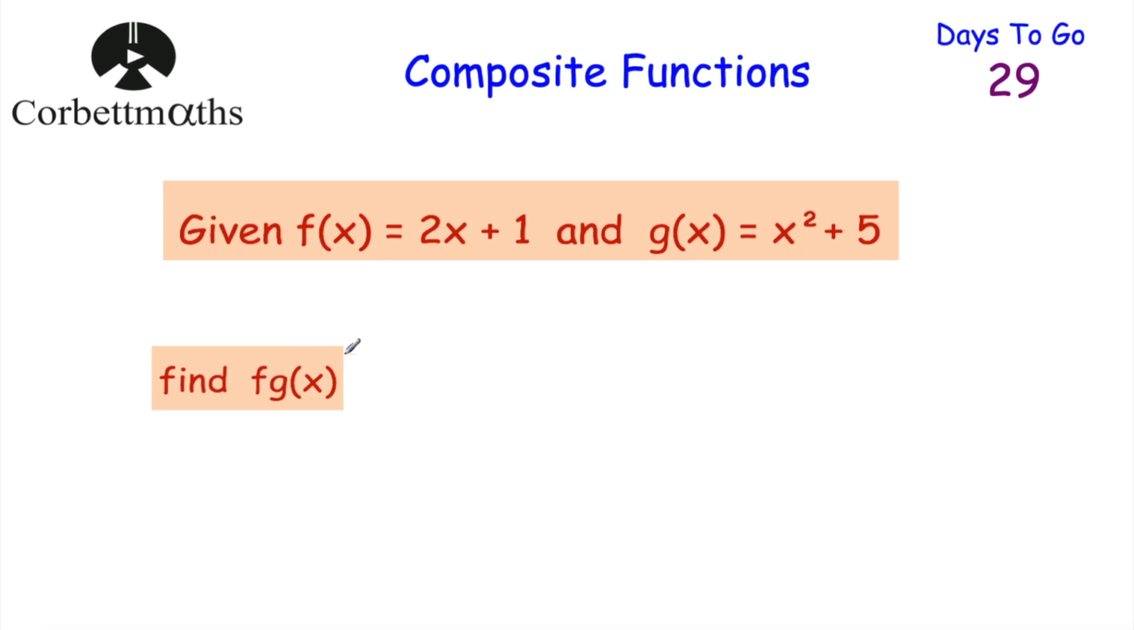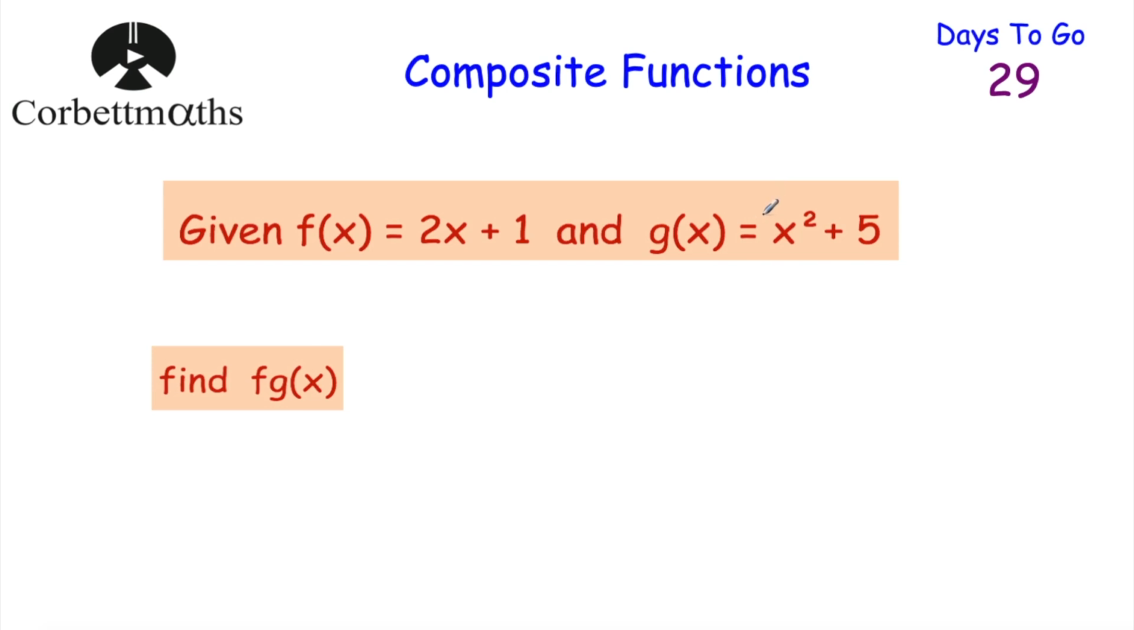So in other words, the composite function. Rather than applying the function g and then the function f to find out what fg of x is, what would the composite function be? To do that, if we have x to begin with and we apply the function g, we would then get x squared plus 5. And then we would apply the function f.